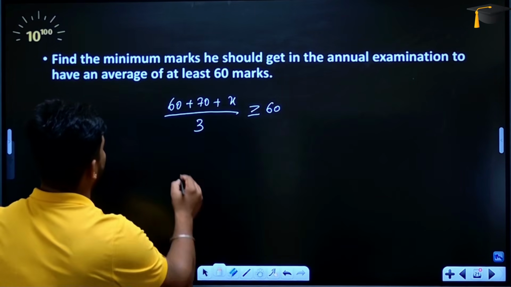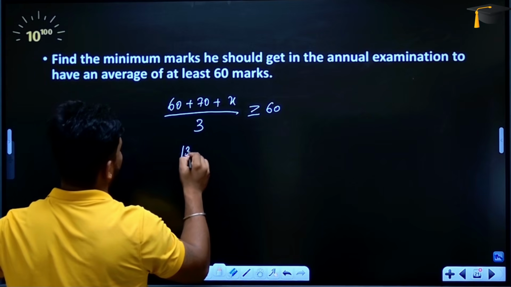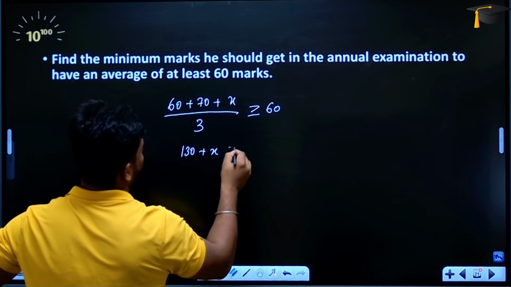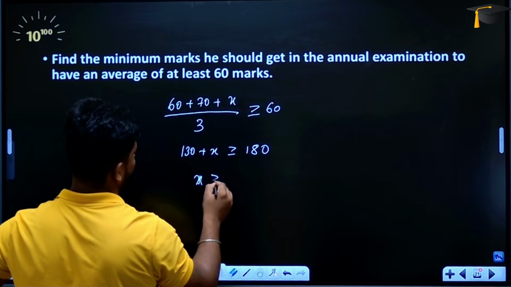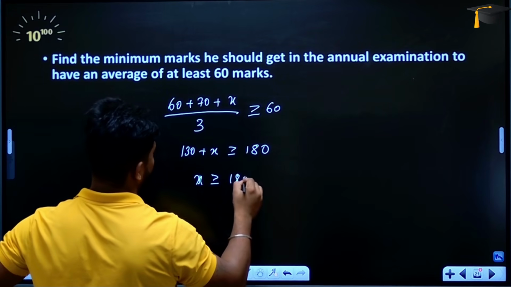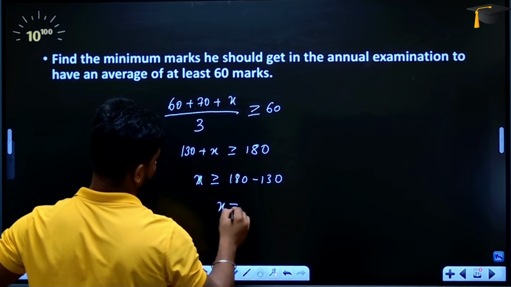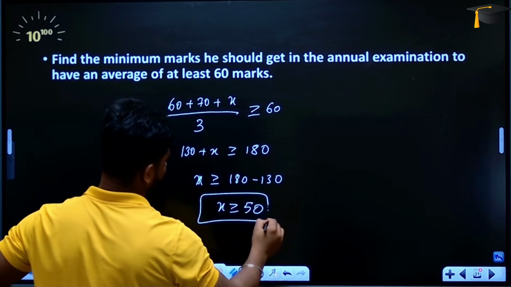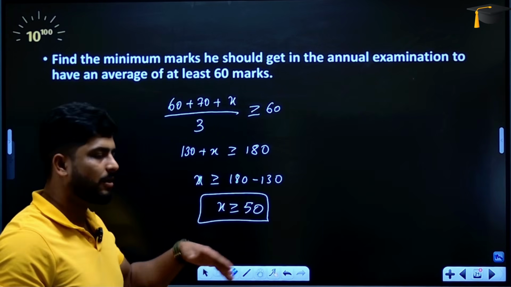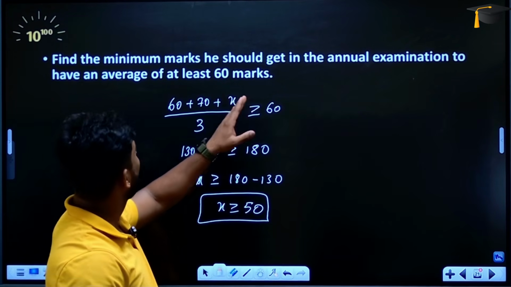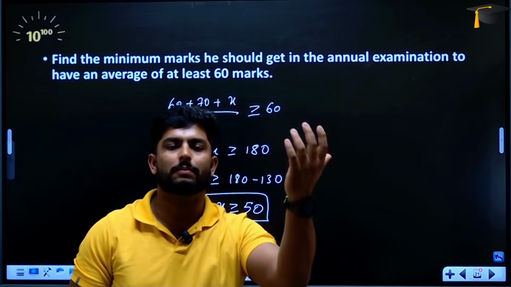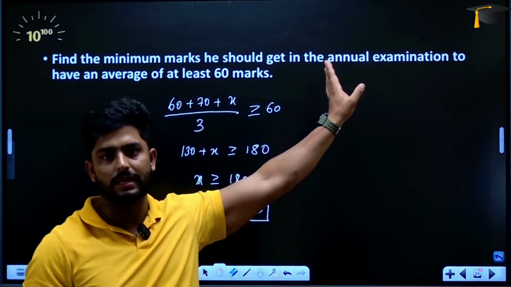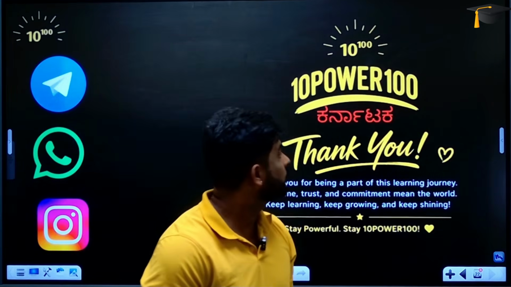So 60 plus 70 is 130 plus x greater than or equal to 180. So x greater than or equal to 180 minus 130. So x greater than or equal to 50. So you should score 50 or more than 50 to get an average of 60. The question is incomplete, any numbers can be given. So if you do it for that number, it is enough. Okay, so we are done.